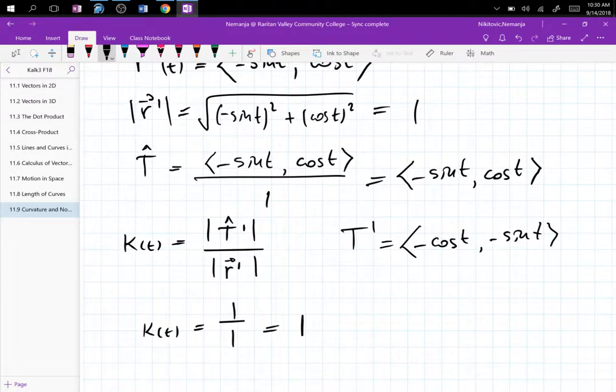Does this say that the curvature of the unit circle is 1? Is that the curvature of every circle? Is the curvature of every circle 1? No. Curvature of every circle.